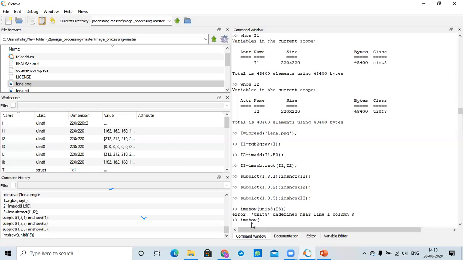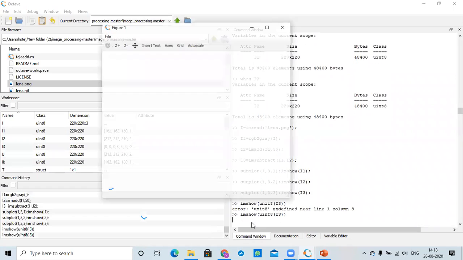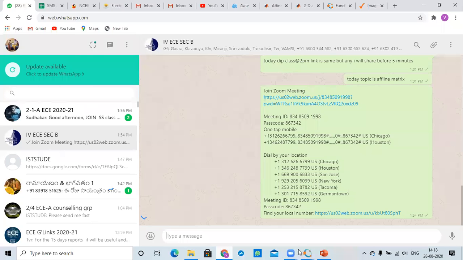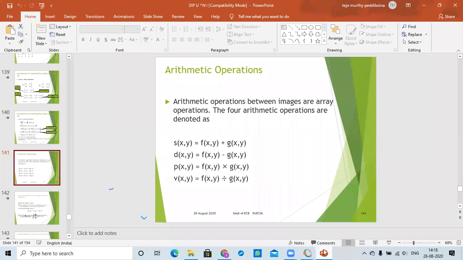I'm sure unsigned integer. Let us convert to unsigned integer and let me show. Then you can clearly observe if there is any difference. If there is no difference, okay, there is no difference, right? Then let us go with our original values.